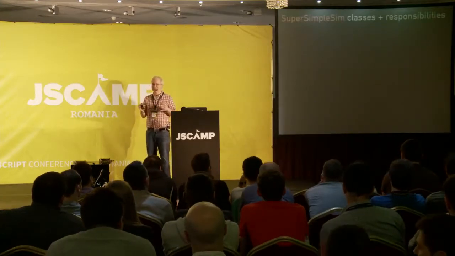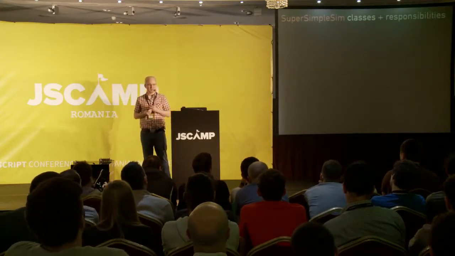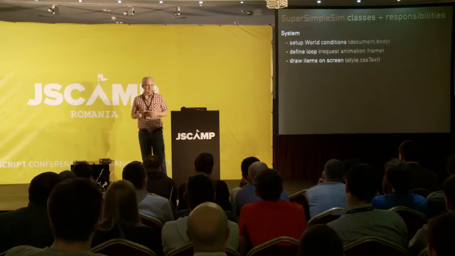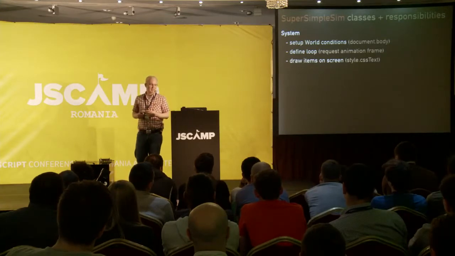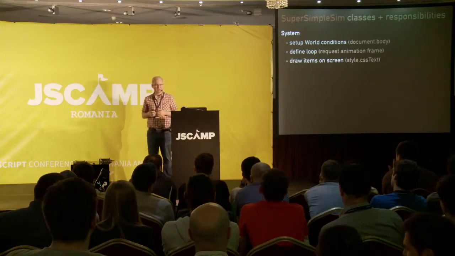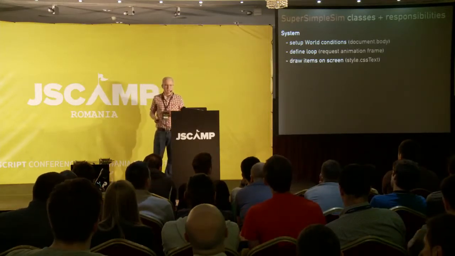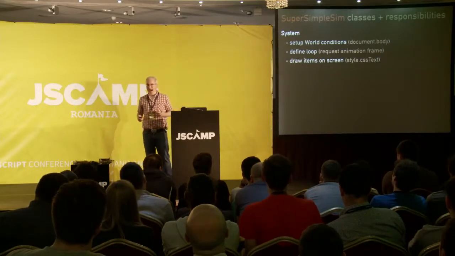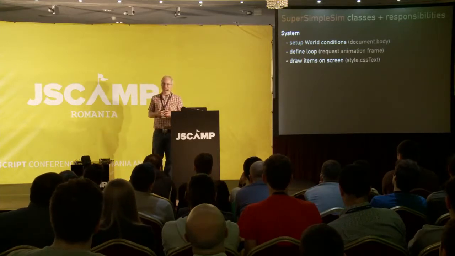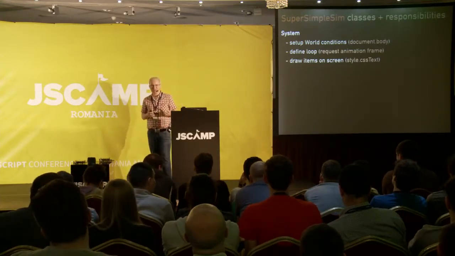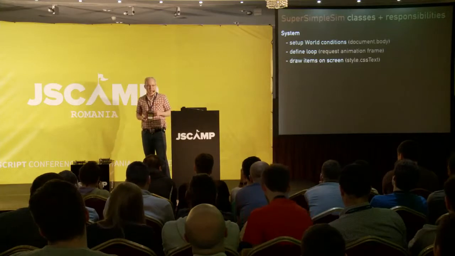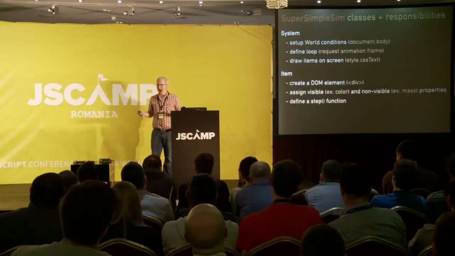I'm going to call the basic framework for natural simulation Super Simple Sim, and we're going to talk about the classes and the responsibilities. There are only 3 classes. There's a system, and we're going to set up some initial world conditions, and use the document body to define the view. It's going to be the view layer of our world. We're going to define a render loop using requestAnimationFrame, and draw items on the screen using CSS. We're going to convert the visible properties of our objects into CSS and concatenate them into a long string, tacked onto the style property of some DOM elements.